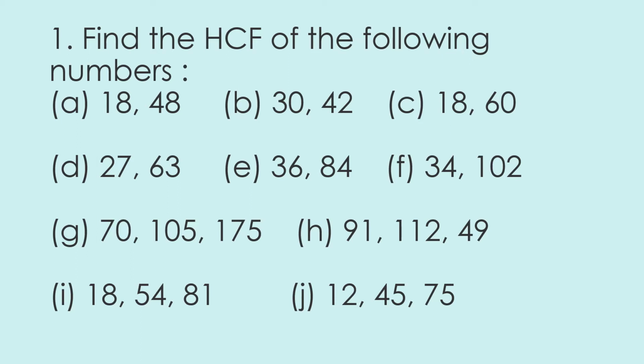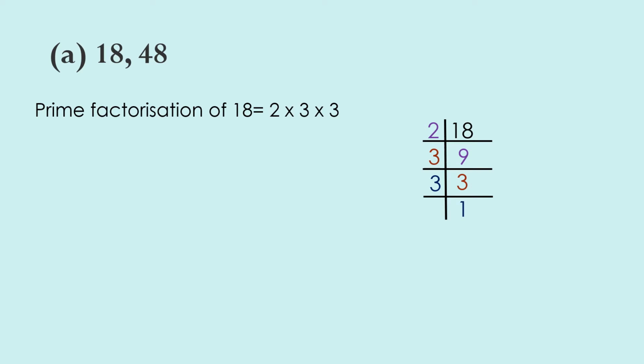Now let us find the highest common factor of these numbers. First sum is 18, 48. First let us find the prime factorization of 18. Let us start from 2, since 2 is the smallest prime number. 9 twos are 18. Then 3 threes are 9. 3 ones are 3. So 18 is nothing but 2 into 3 into 3. So we can express 18 as the product of prime factors 2 into 3 into 3.